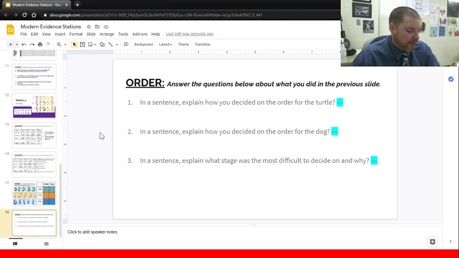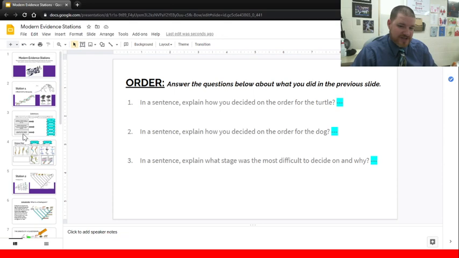And then you got 3 questions to answer afterwards. 2 of them ask how you decide on the turtle, how you decide on the dog, and then what stage was the most difficult for you to get. So there's 3 questions there to answer up when you're done. When you're done with that, you are done with the stations.